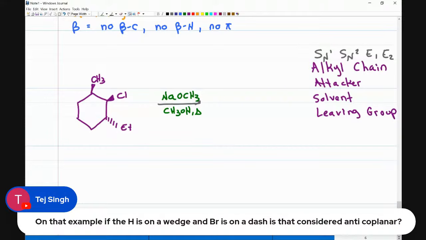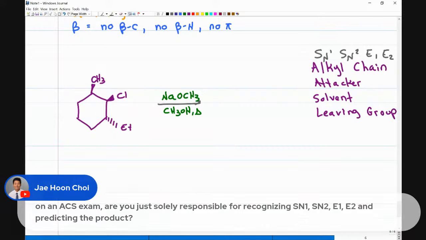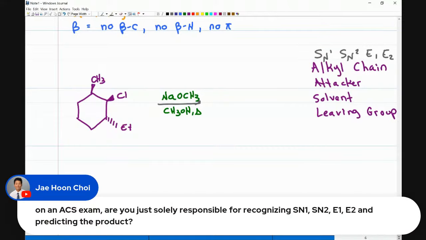And a question on the previous one, which connects here. If the H is on the wedge and the bromine is on the dash, that's considered anti-coplanar? Yes, because you want them lining up in the same plane, but anti to each other, one up and one down. Question while you're typing your choices in.